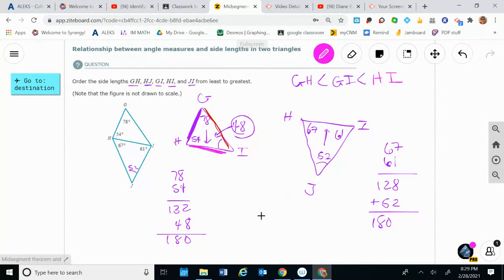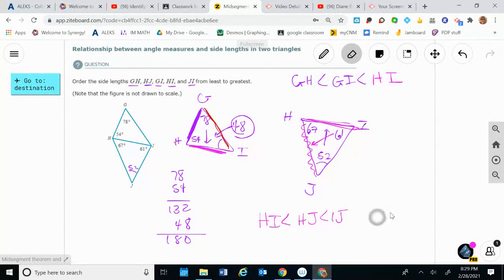Okay, now let's do this guy. Okay, the smallest is HI. Do you see it? The smallest is HI. Then is HJ. See it? HJ is next because that's 61. And then 67 is this last side right here, which is IJ. Okay, so look at what happened. I'm going to go ahead and erase this. I want you to notice these letters.